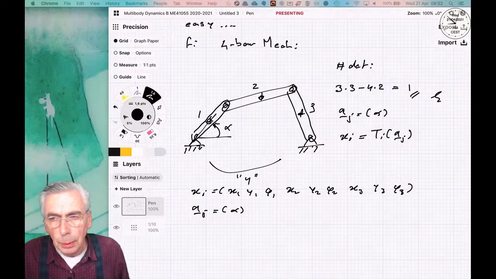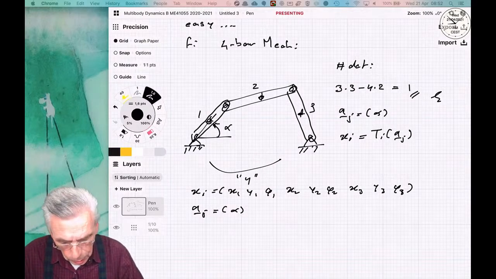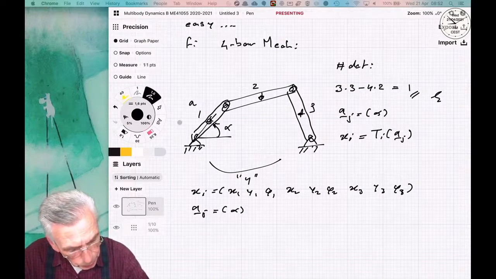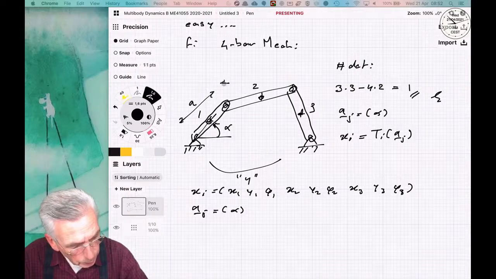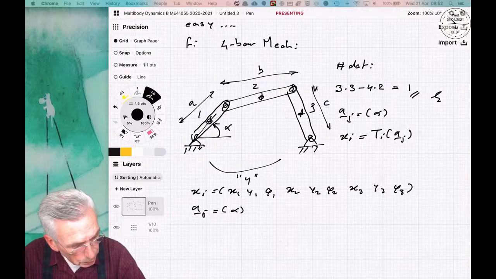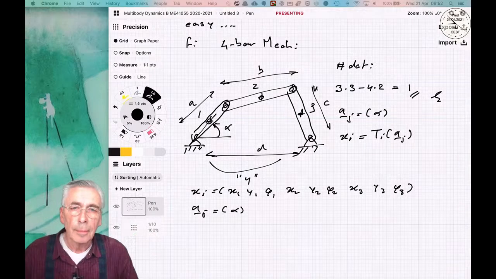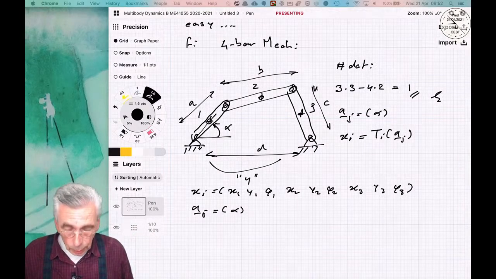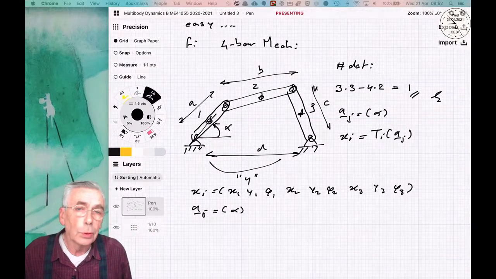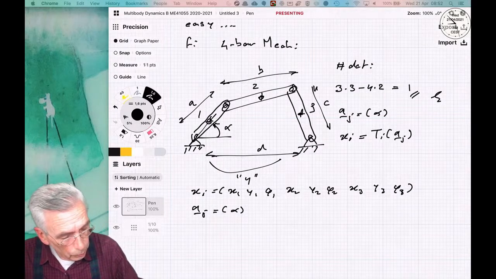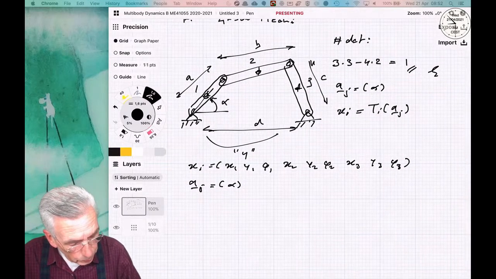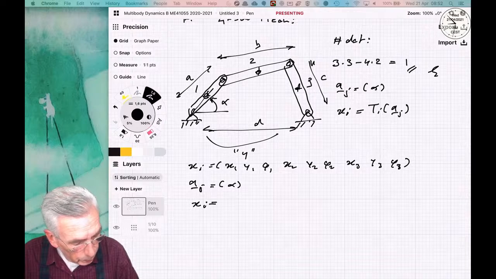To really do the problem, we of course need some dimensions. So you could say, well, the length of this guy is a, the length of this guy is b, and the length of this guy is c, and then the support distance is d. So then we have enough kinematic data at least to calculate our problem. Okay, so what we have to do is find qi as a function ti of qj.